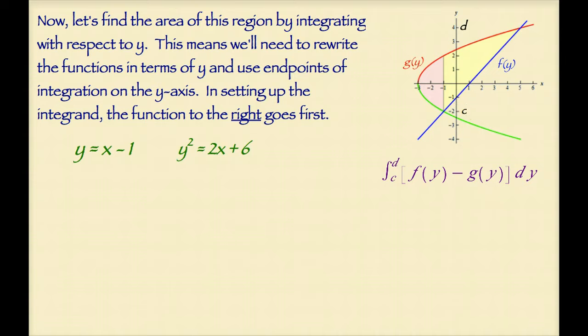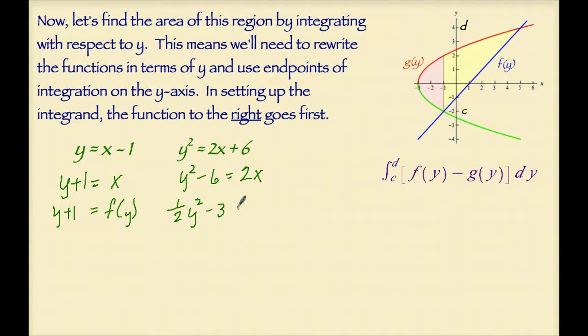So let's rewrite these functions in terms of y. When I add 1, I get y plus 1 is equal to x. That means f of y is equal to y plus 1. Y squared minus 6 is equal to 2x, and when I divide by 2, I get 1/2 y squared minus 3 is equal to x. Therefore, g of y is equal to 1/2 y squared minus 3.